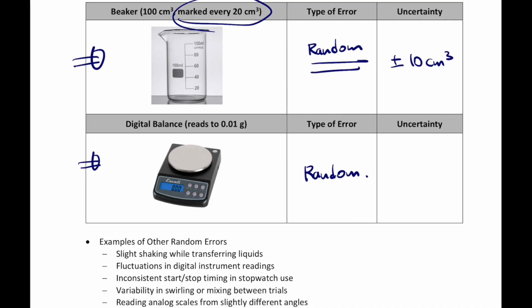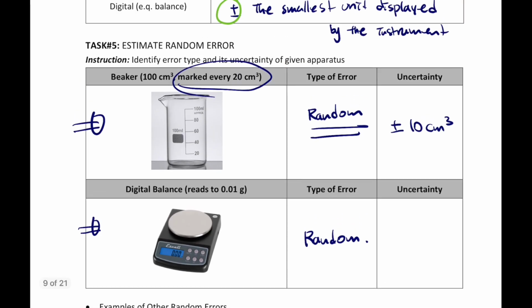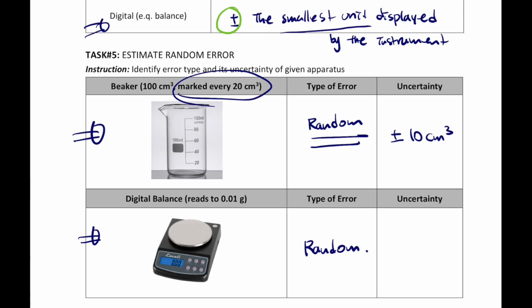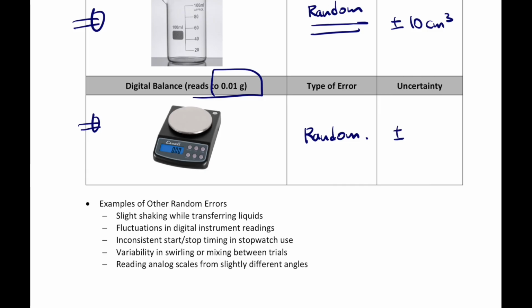However, in terms of the uncertainty, since it is digital, we have to take the smallest unit displayed by the instrument. So it reads to 0.01 gram. Then its uncertainty is plus or minus 0.01 gram.